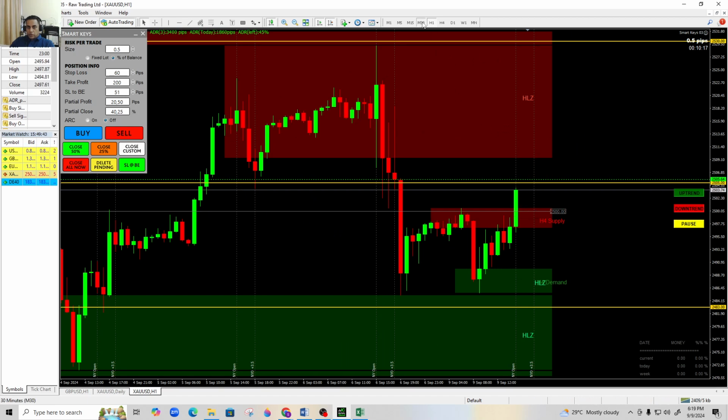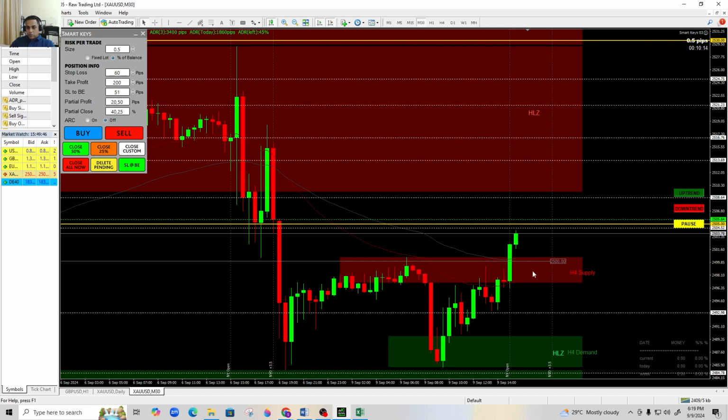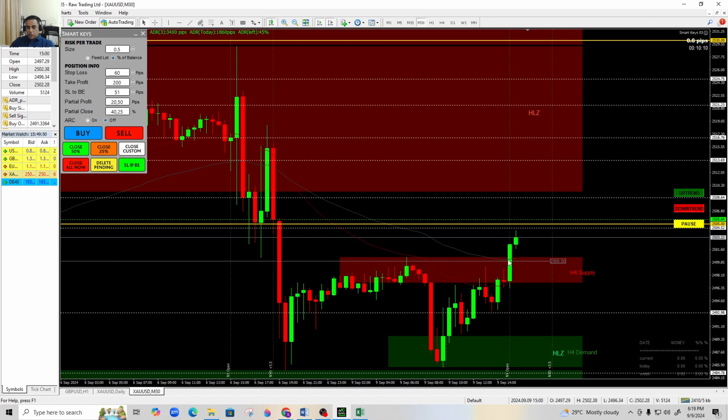So if that 30-minute candle closes above this again, right? And that'll be two 30-minute candle closes above this supply zone. Then we delete the supply zone, right? But you've got to wait for this candle to close. Because if this candle closes back inside here, then it's different. Then the supply zone is still in play, right? So we've got to wait for this 30-minute candle to close, and that's basically our close.